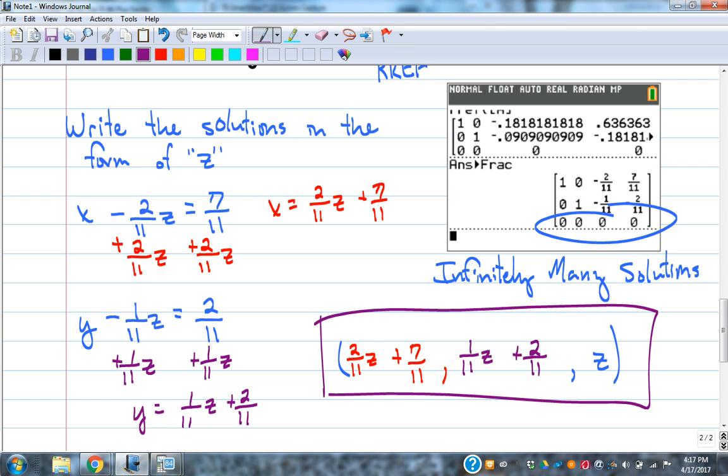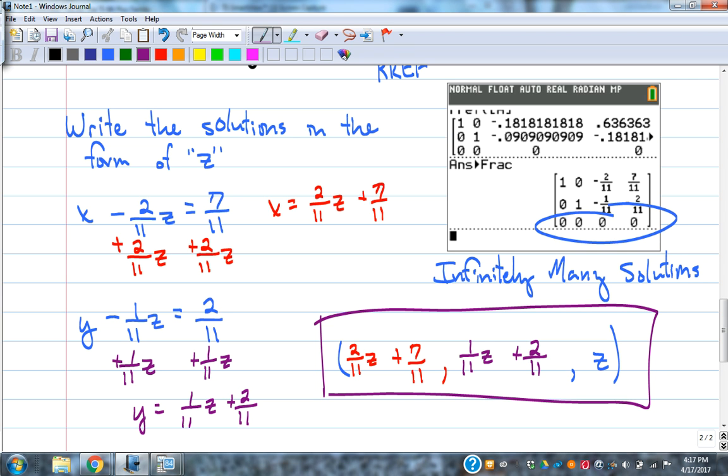So you take your equations out of the matrix. I got x minus 2 over 11z from that first row is equal to 7 over 11. I got that equation from the matrix after doing RREF. The second row, the y minus 1 over 11z is equal to 2 over 11. I got that from the matrix after the RREF work that I did.